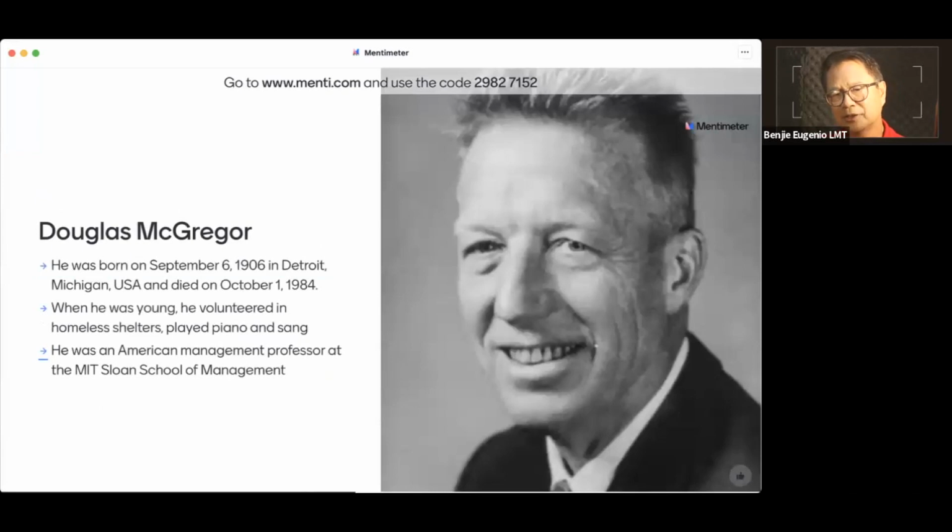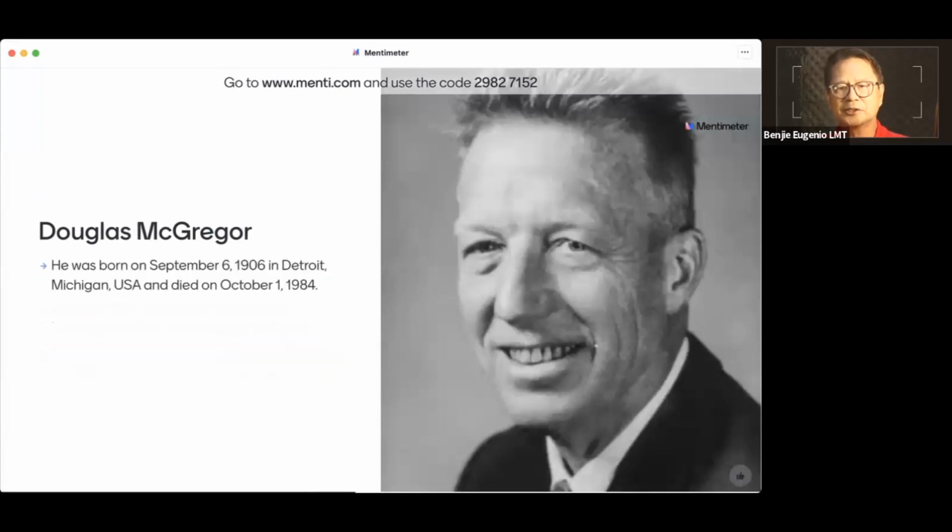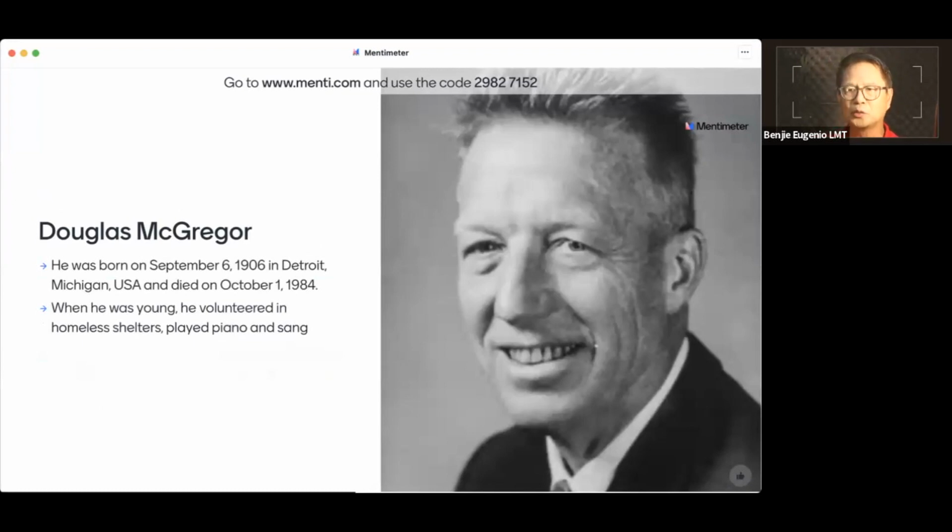The third person here in our list is Douglas McGregor. Douglas McGregor was born on September 6, 1906 in Detroit, Michigan, and died on October 1, 1984. When he was young, he was noted to be altruistic. He used to volunteer at homeless shelters. He used to mingle with people, and he was a good piano player and he also sang.